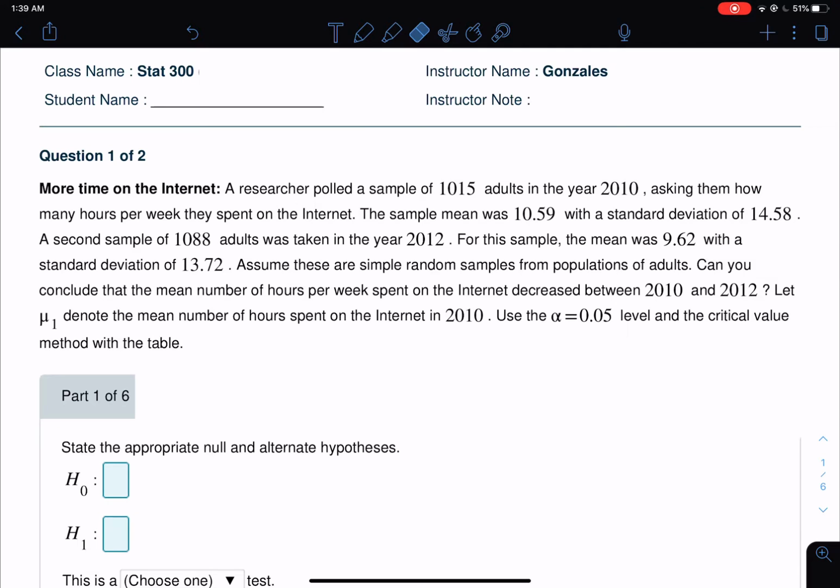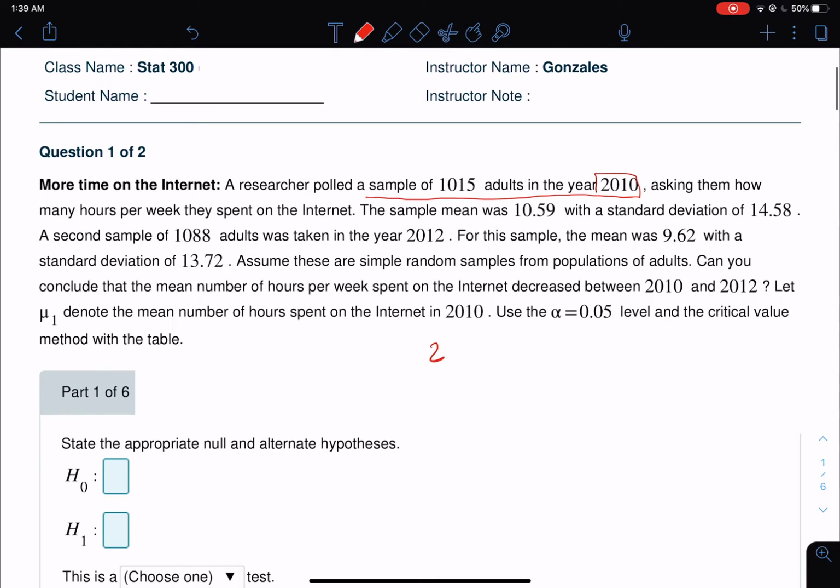All right, well, let's start to organize our data. And I think the first thing I want to do is change over to a red pen. And let's look at this. It says a researcher polled a sample. So now we're already talking about a sample. I'm going to mark this as the year. Okay, so I think I'm going to write that right here. I'm going to say 2010.